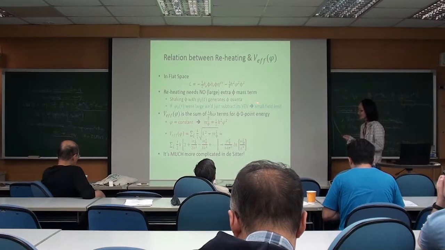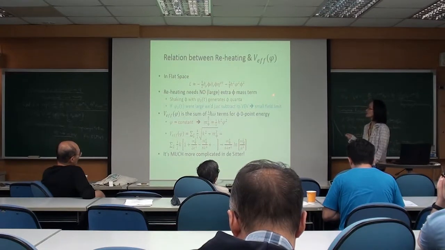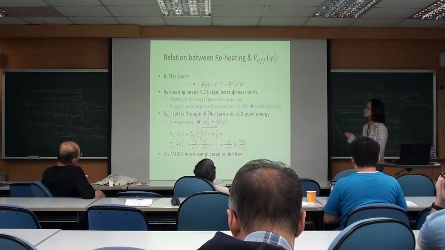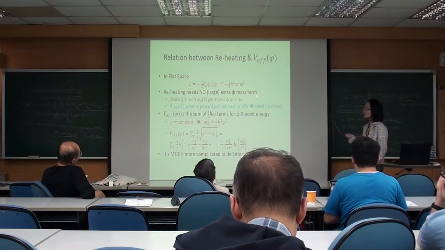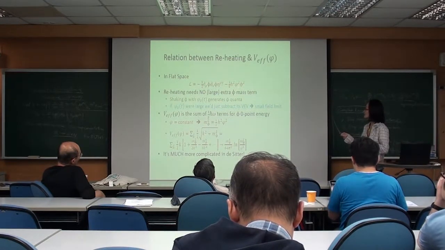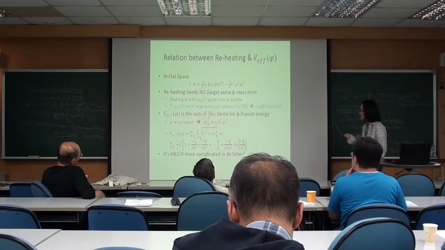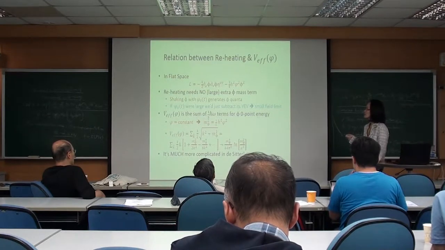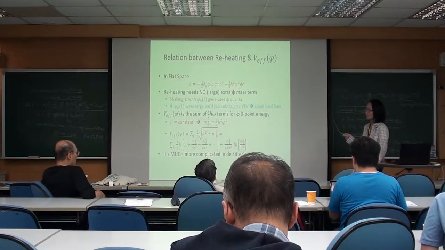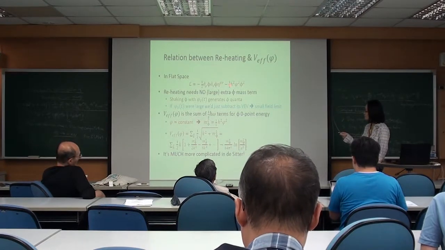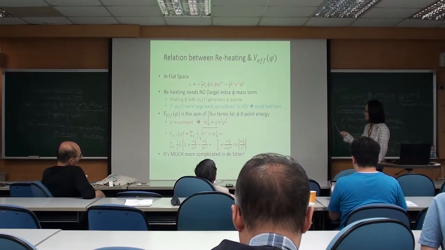Okay, so let's just review the origin of this effective potential relation with the reheating. Here, let's also look at the simplest case in flat space-time. This is a kinetic term of ordinary matter, and this is a coupling term, okay? And when we say reheated, that means we want this inflaton coupled to ordinary matter. And you can see this mass term is 1/2 h² inflaton² phi².